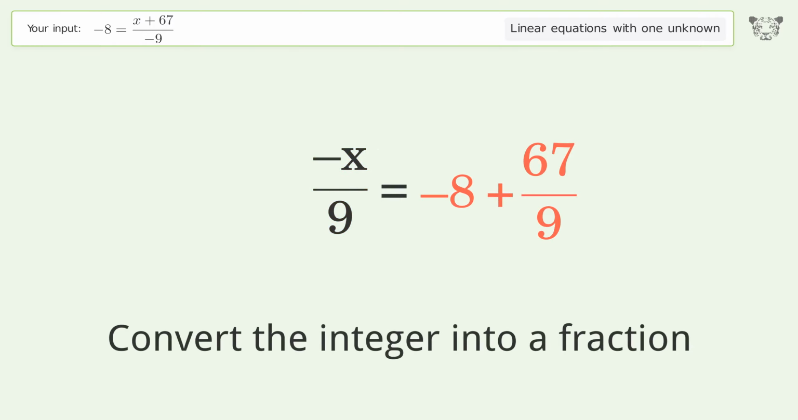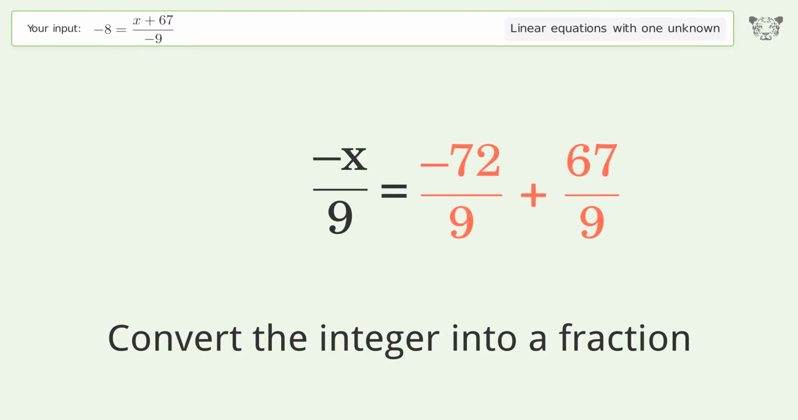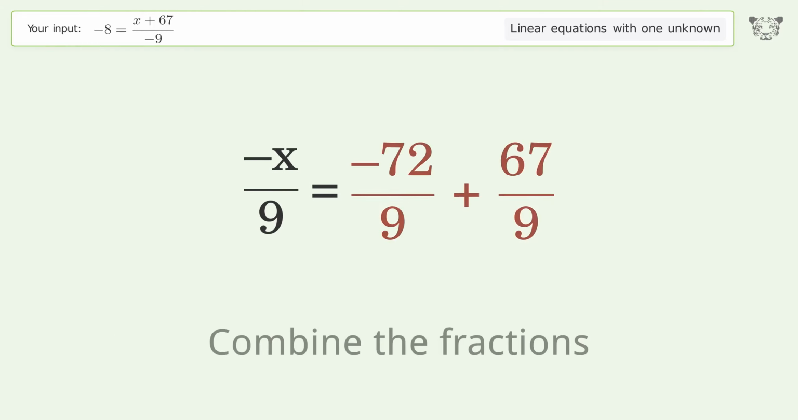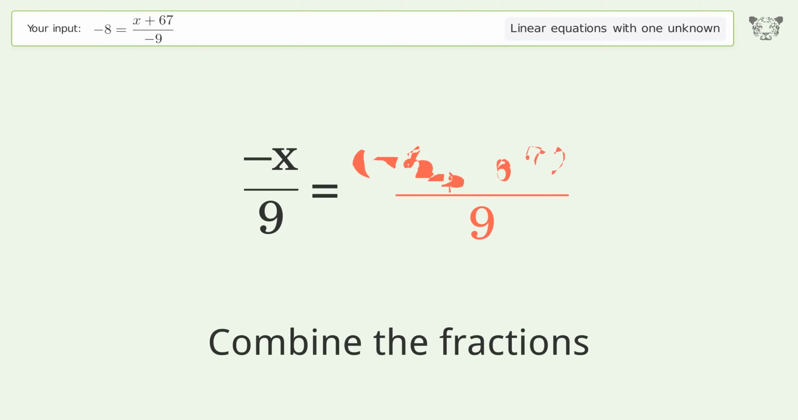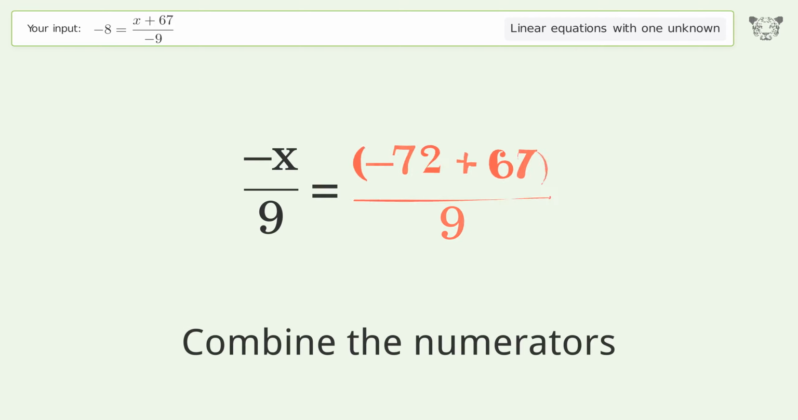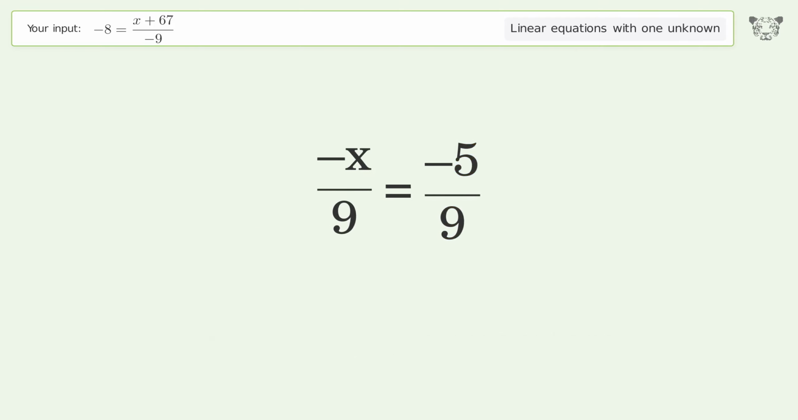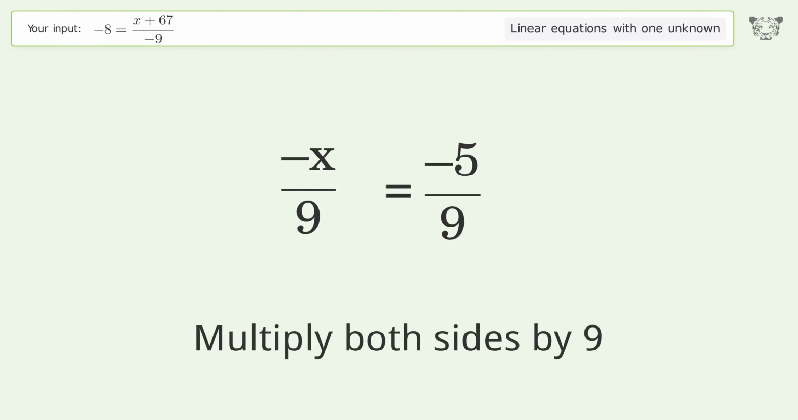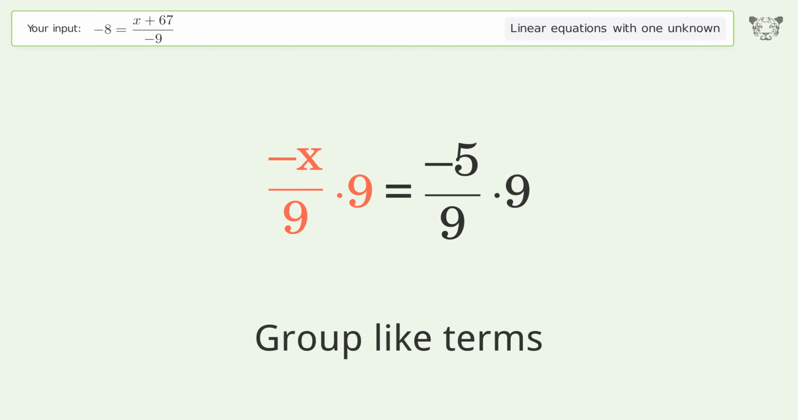Convert the integer into a fraction. Combine the fractions. Combine the numerators. Isolate the x. Multiply both sides by 9. Group like terms.